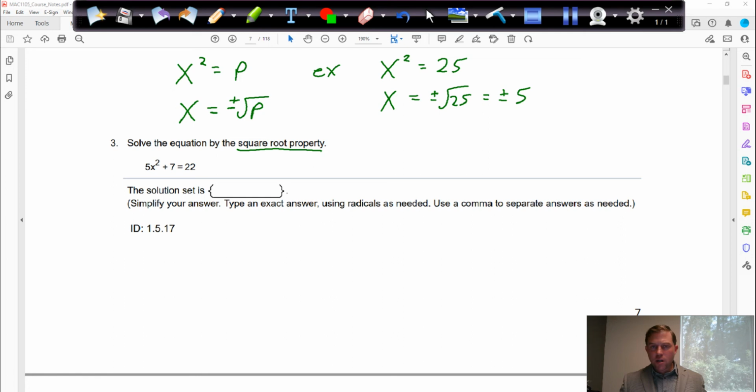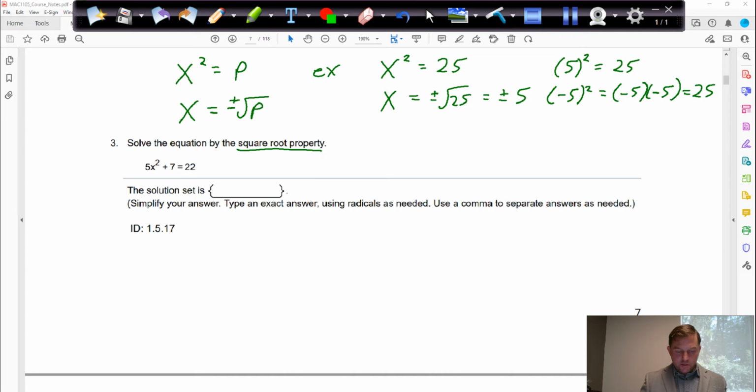Now, why do we add that plus or minus? We add it because when you're squaring things, negatives go away. So if I have 5 squared, that produces 25. But if I have minus 5 squared, that's the same as taking minus 5 times minus 5. These two negatives will cancel, and you also get positive 25. So the square root property takes that into consideration. It says, well, negative numbers will work as well, so that's why we add that plus or minus.